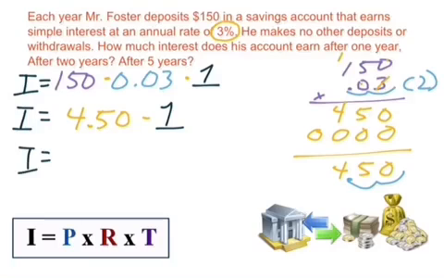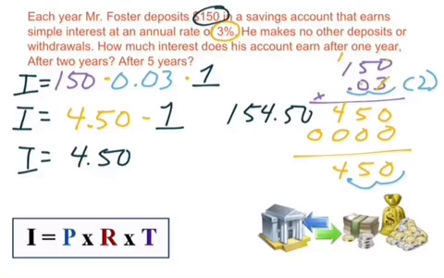So for 1 year, the interest is going to equal $4.50. So I'm going to start with $150, and just for having my money in the bank, I'm going to get an additional $4.50 at the end of 1 year. So I'll basically have $154.50 after 1 year just for having my money in the bank. So that's after 1 year.